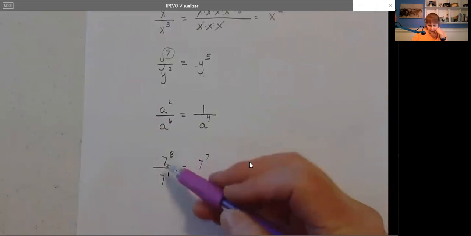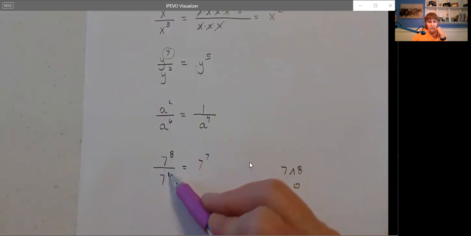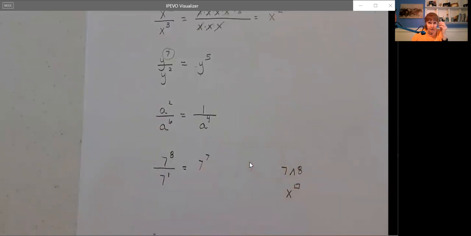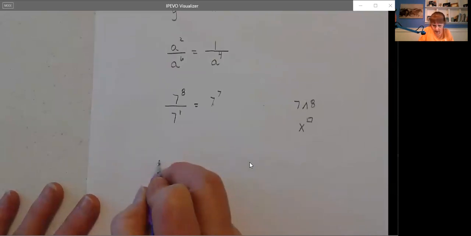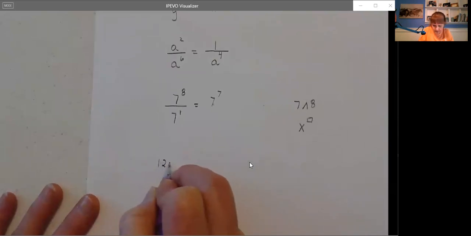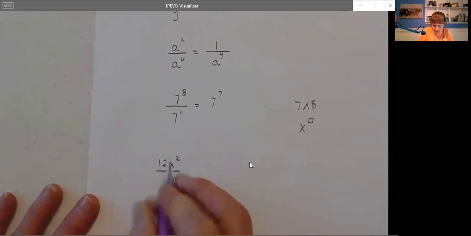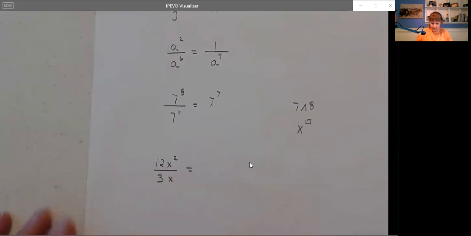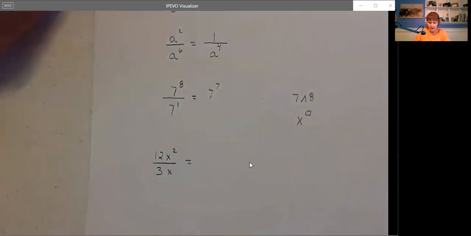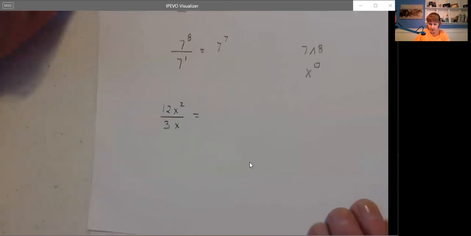But when the bases are the same, you can subtract exponents. Same as with the multiplication. And you don't change that base. When you're dealing with the exponents, you're not going to change your base. All right. What happens if I have, let's keep it simple, 12x squared over 3x? All right, let's reduce this rational expression.